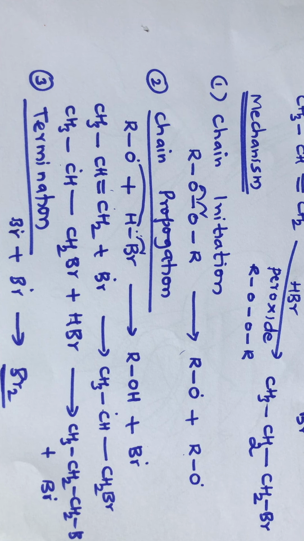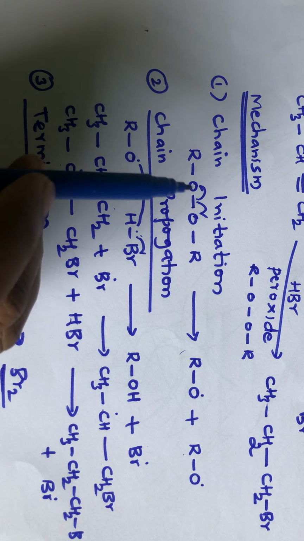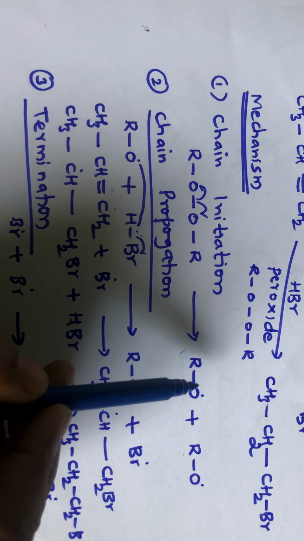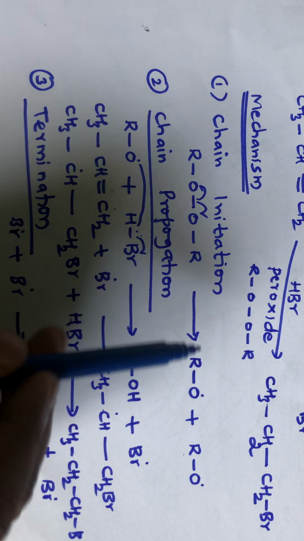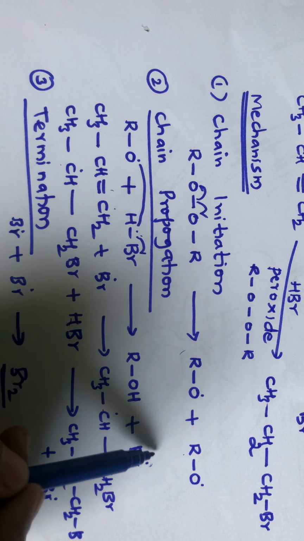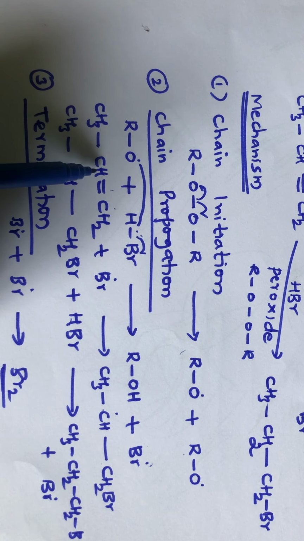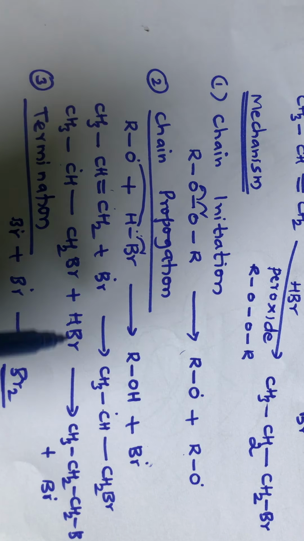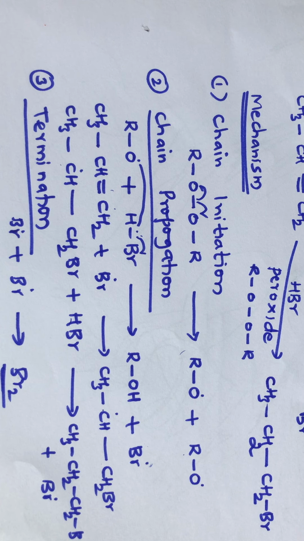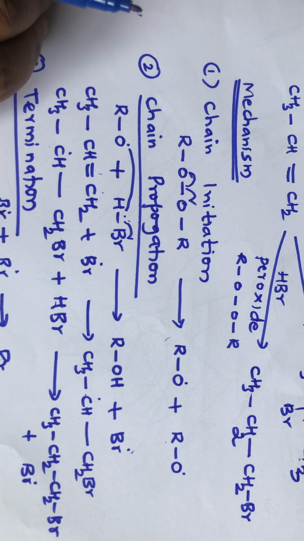In the peroxide effect, the reaction takes place in three steps: chain initiation, chain propagation, and chain termination. In chain initiation, what happens? A peroxide will give you a free radical. This free radical formed will react with HBr to generate another free radical. This free radical will react with the alkene to form another free radical. So this is how the reaction goes on. Okay. So this is about the peroxide effect.